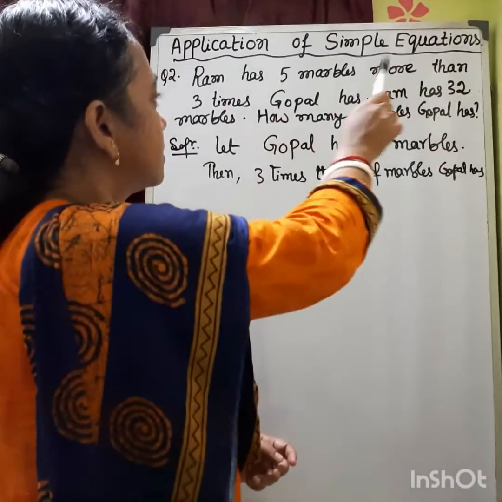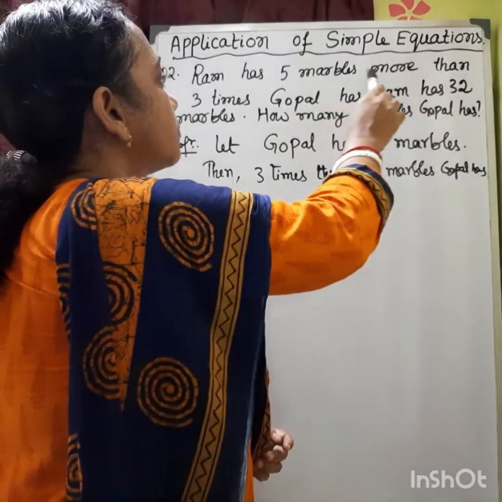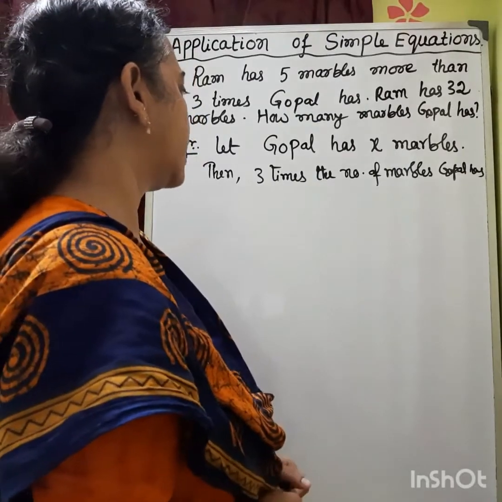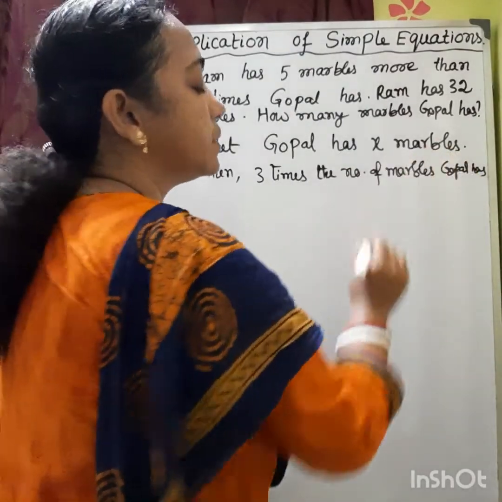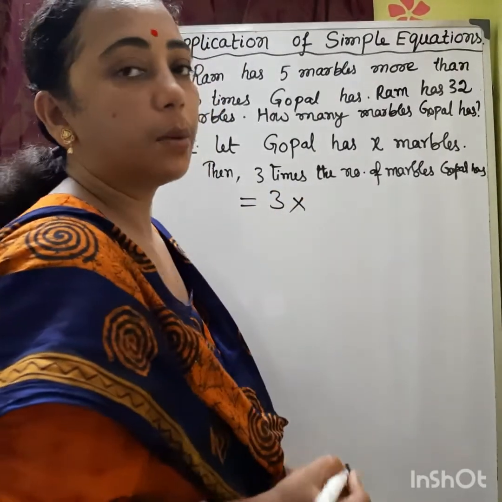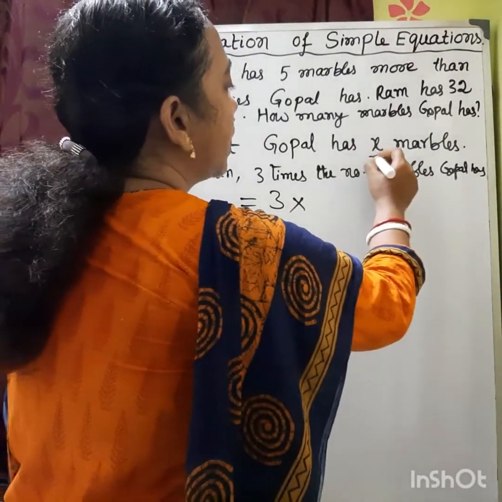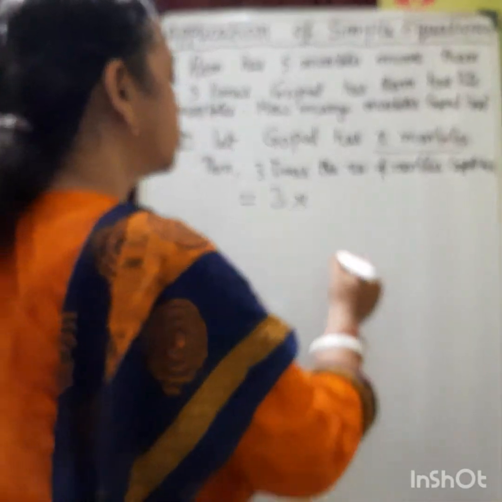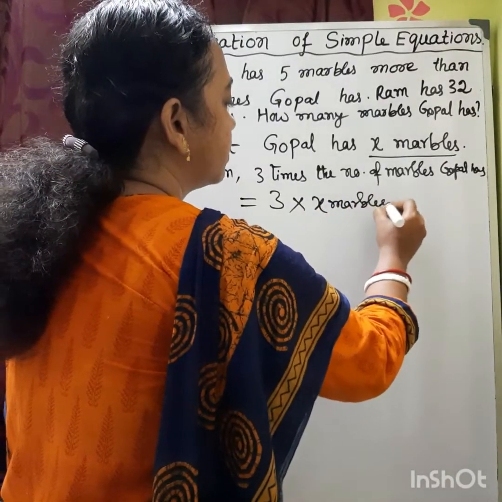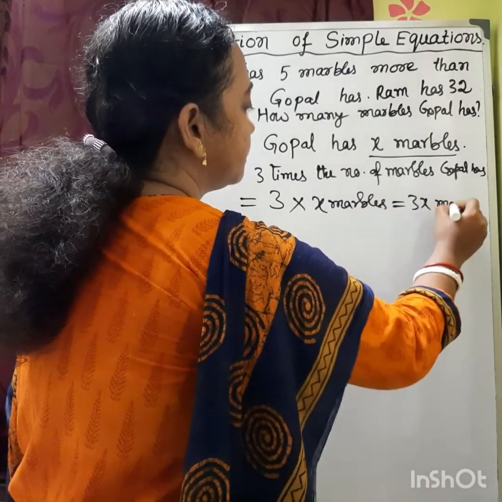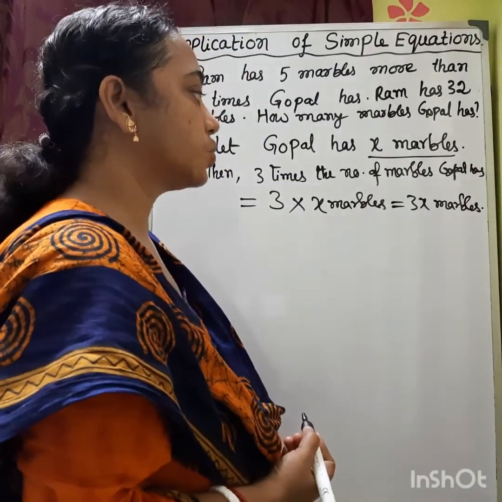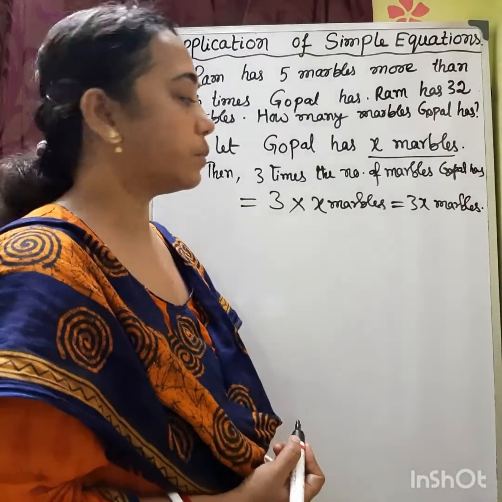Now in the first statement of this question, Ram has 5 marbles more than 3 times Gopal has. 3 times Gopal has can be written as 3 times the number of marbles Gopal has, that is 3 multiplied by x marbles. So 3 times the number of marbles Gopal has is equal to 3x marbles.